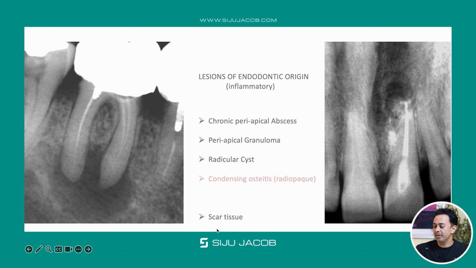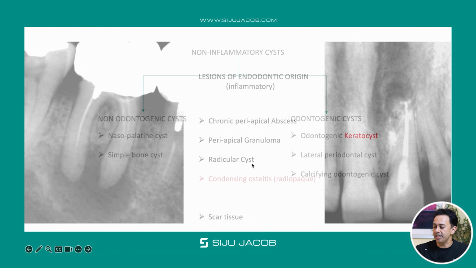Then you have the fourth category, which is scar tissue. Condensing osteitis is not radiolucent most of the time, so I put that as a separate category. Most common are these three variations, which are primarily inflammatory in origin. And then you have scar tissue, which some people say doesn't exist, it's just a healing lesion, but some people insist that it exists. But we'll leave this out of it for now. Our current dilemma is with these three variations.